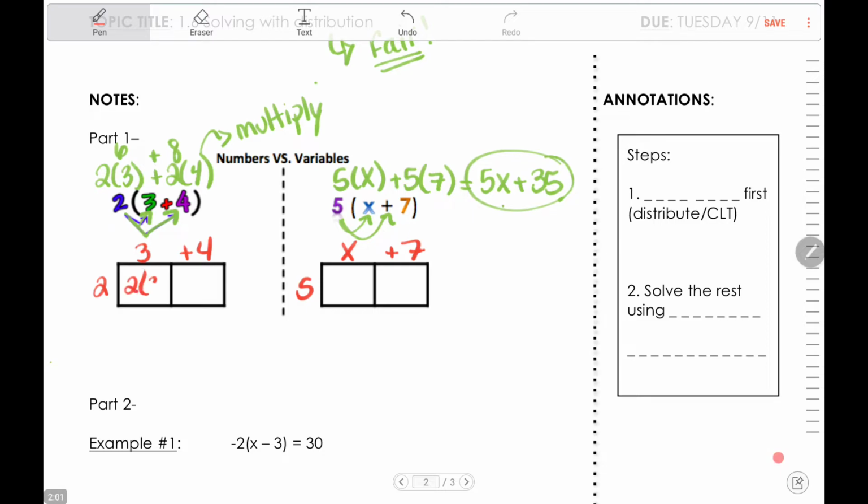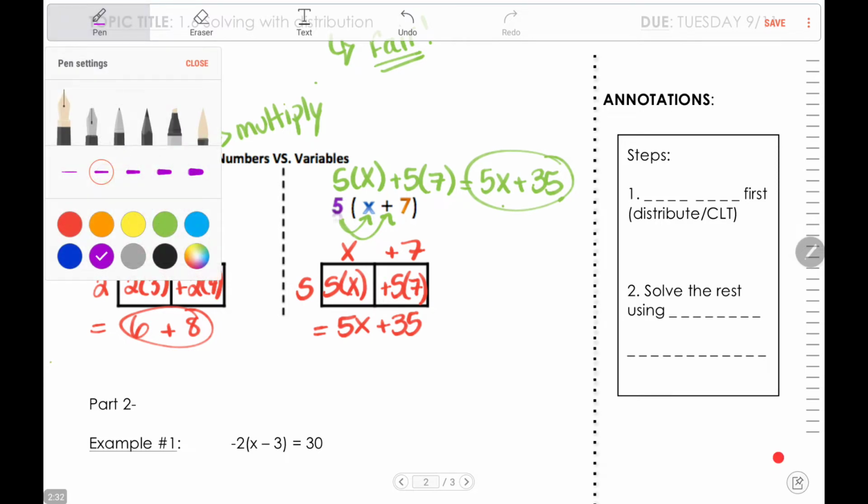So 2 times 3 and 2 times 4. Here I would write 5 times x and 5 times 7, which, as we just said, is 6 plus 8 and 5x plus 35. Same thing. Oh, 35, not 37. Same thing, just a different way to write it. Okay? Now, let's get to actually solving these things.